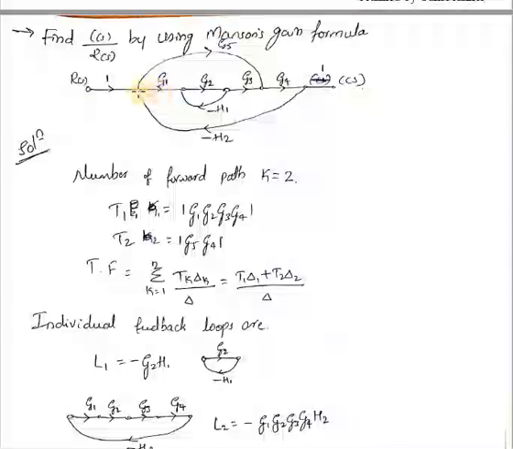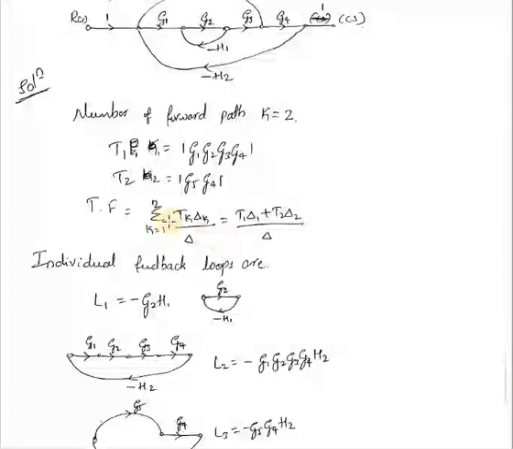If I start from here, I cannot go in this direction because the signal is in the opposite direction, and I cannot go in this direction because again this signal is opposite. So there are only two forward paths, that is T1 is 1 into G1, G2, G3, G4 and 1. T2 is 1 into G5 into 1. Now the transfer function is given by the formula summation of k equal to 1 Tk into delta k divided by delta, which is equal to T1 into delta 1 plus T2 into delta 2 divided by delta, because there are only two forward paths.